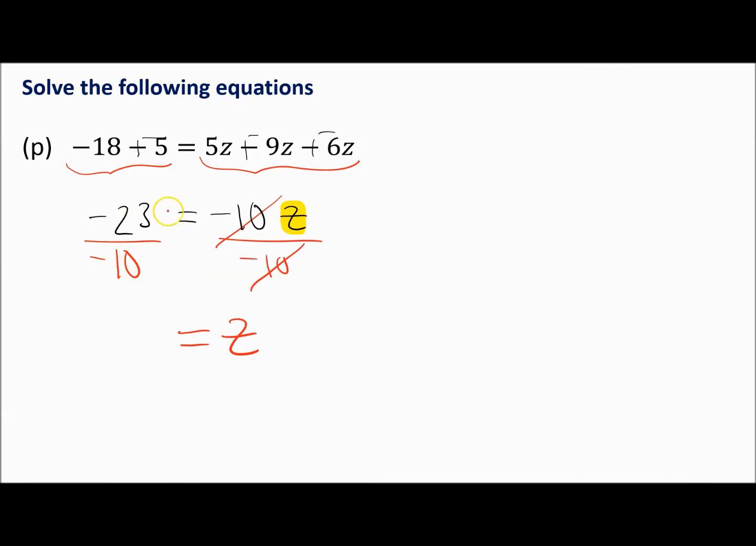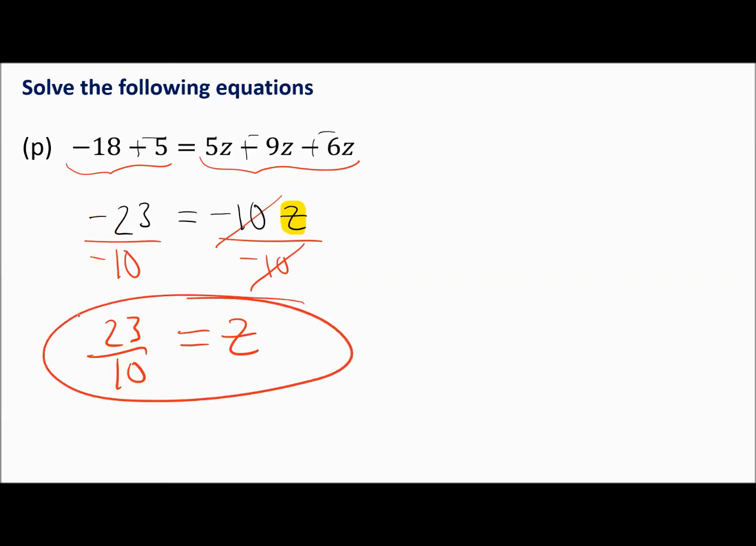And then, yuck, I can't divide 10 into 23, can I? Well, it's just that. It's 23 over 10. It's a fraction that will not reduce further, and the negative divided by the negative is a positive. That is your answer.